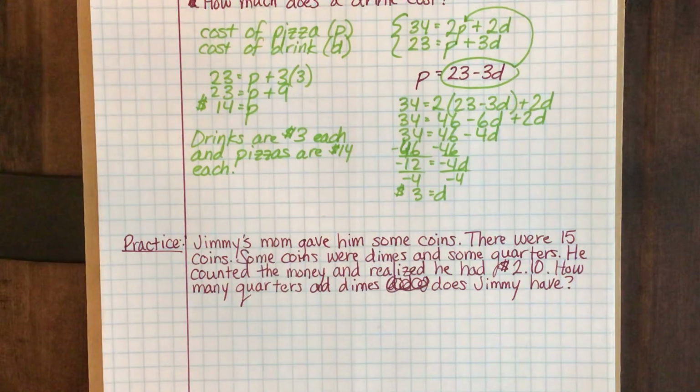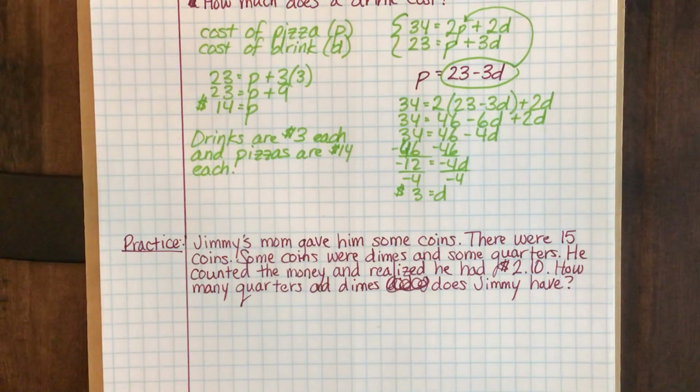Jimmy's mom gave him some coins. There were 15 coins. Some coins were dimes and some quarters. He counted the money and realized he had $2.10. How many quarters and dimes does Jimmy have? Okay, well, before you get started, how much is a quarter? What's the value of a quarter?